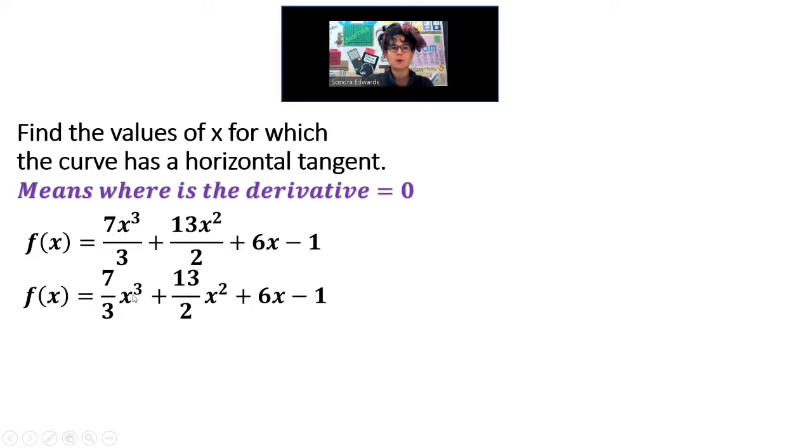Subtract 1 off the exponent, x to the second. So this will be 7x to the second. So my f prime of x is so far 7x to the second. Now the 2 comes to the front, 13 over 2 times 2. The 2's cancel and I get 13. Subtract 1 from the exponent and I have x.